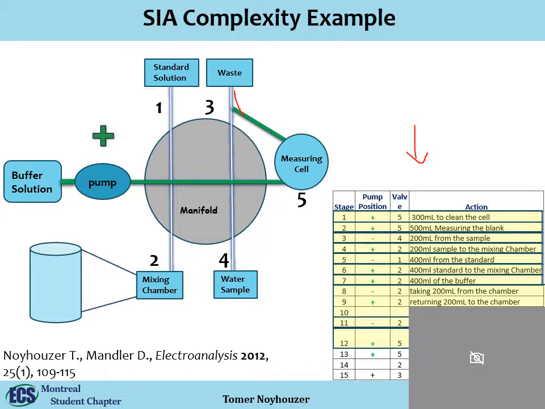Now, I still have some liquid at the end of the measurement in my measuring cell. I want to make sure my measuring cell is clean. So I can either push more buffer solution and clean it, or what I did is I actually pulled all the liquid from the measuring cell, making sure it's empty, and then pushed it directly into the waste. And again, if you have a manifold, you have a lot of connections. In this case, I have two connections to the waste from the cell directly, and I had another option on my manifold. So this is an example.